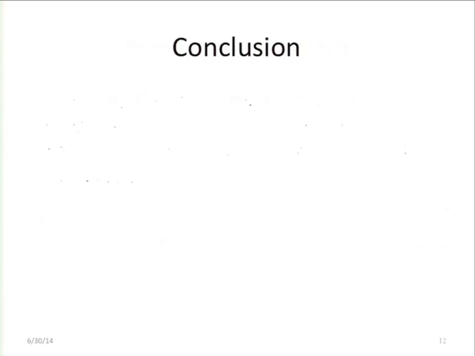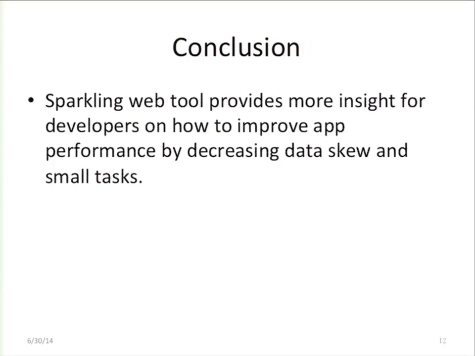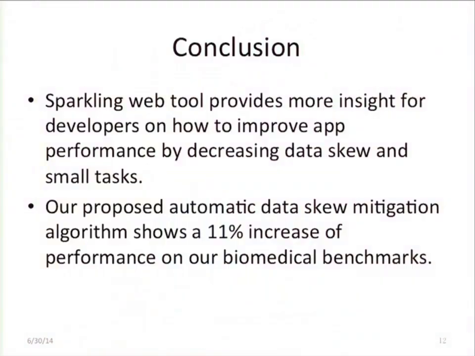And I want to quickly go to the conclusion because my presentation is 15 minutes in total. So the Sparkling Web tool provides more insight for developers on how to improve application performance by decreasing data skew and small tasks. And also our proposed automatic data skew mitigation algorithm shows an 11% increase of performance on our own biomedical benchmarks. So that's pretty much for today. If you have any questions, I'm open for any questions.